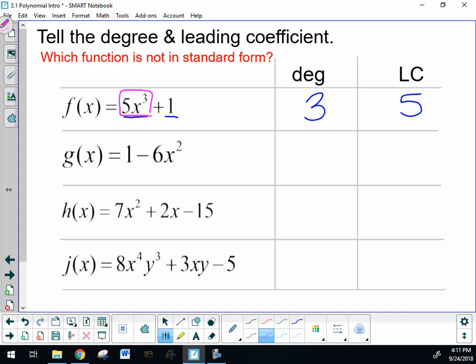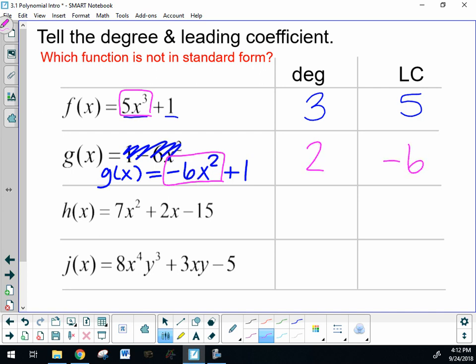G of x is a little bit different because it right now is not written in standard form. Standard form means that those terms have to be in order from the highest power to the lowest power. So if we rewrote g of x in standard form, that power 2 term would come first, and the constant term, the 1, would come second. So it'd be negative 6x squared plus 1. So if you think about those two terms, the degree and the leading coefficient come from the leading term. So the degree would be 2 and the leading coefficient would be negative 6.